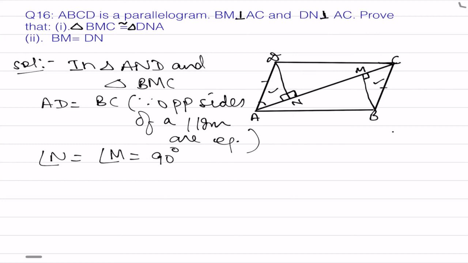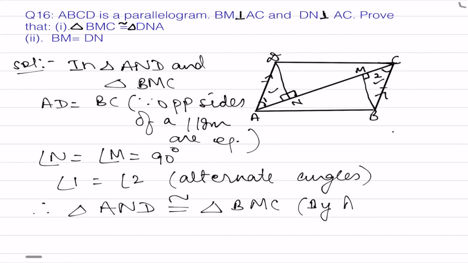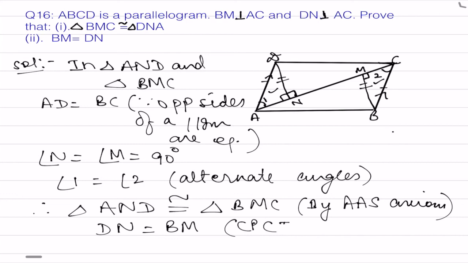Third is angle 1, and let this angle be angle 2, as both the lines are parallel. So these angles are alternate angles. Angle 1 is equal to angle 2, alternate angles. And therefore, triangle AND is congruent to triangle BMC by which axiom? Now we can see two angles and one side. So by AAS axiom, the triangles are congruent. So if the triangles are congruent, that means DN is equal to BM by CPCT.